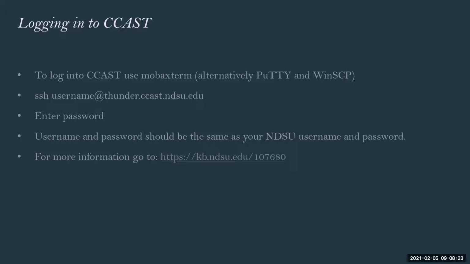And then to log in, it's a little bit different on PuTTY or WinSCP, but on MobaXterm, you can just use the command ssh your username at thunder.ccast.ndsu.edu. And then it usually takes about 30 seconds for it to actually connect to the system. You'll be asked to enter your password. And as I said before, your username and password should be the same as it is for regular computers. For more information on it, you can go to that link, which is the CCAST website.